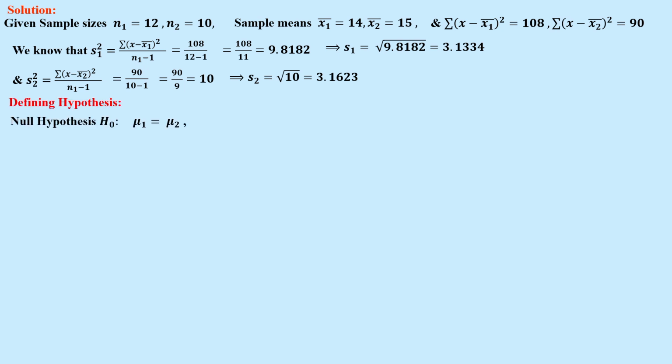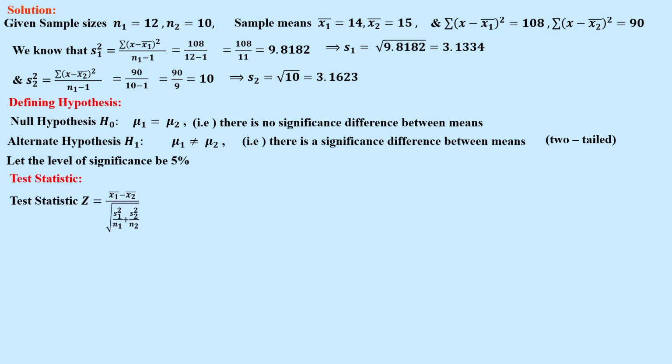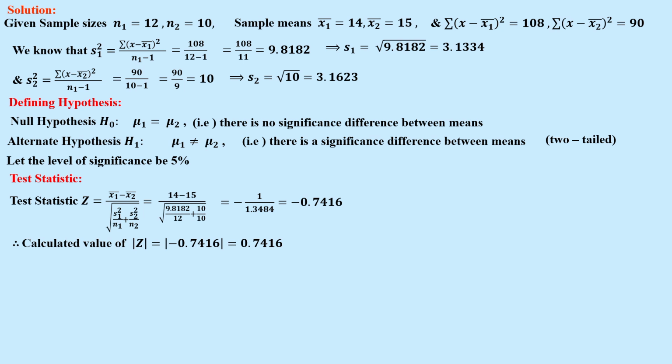So defining hypothesis, mu1 equal to mu2, there is no significant difference. Alternate hypothesis, mu1 not equal to mu2, two-tail test. Test statistic z is equal to x1 bar minus x2 bar divided by root of s1 square by n1 plus s2 square by n2. Substituting the values, 14 minus 15 divided by root of 9.8182 by 12 plus 10 by 10. You will get minus 0.7416. Taking modulus value, the calculated value is 0.7416.